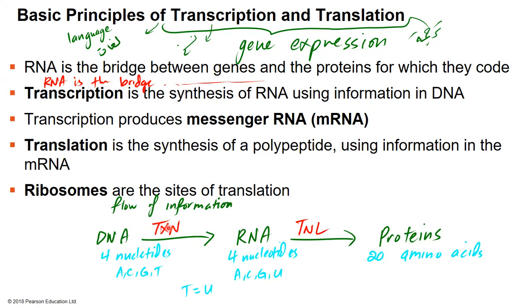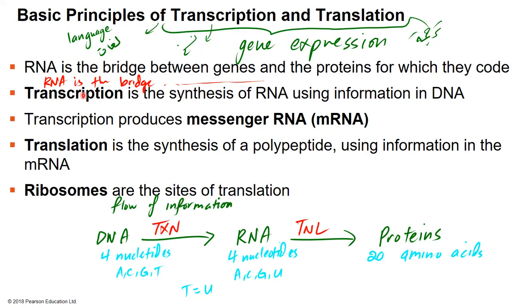Okay? So when the information is passed from DNA to RNA, this is called transcription, because simply you are rewriting the information in the same language, in the same letters, nucleotides. But when you convert the information from RNA to proteins, this is called translation, because here we have a different language written in different letters. Here we have another language written in different letters. Okay? So this is translation.